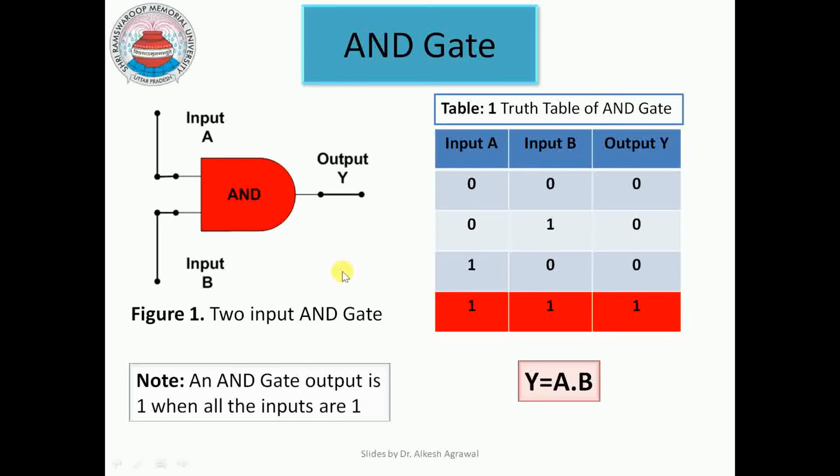Now to start with, first we'll discuss about AND gate. So students, this is the block diagram of a AND gate. This is a two input AND gate. So we have input 1 as A, input second as input B, and this is the output. This is the truth table. So when both the input A and input B are low, that is 0 and 0, the output is low.